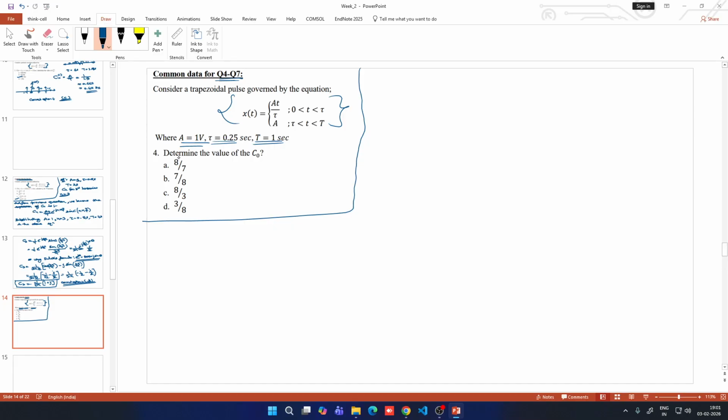So in question number 4 we have to determine the value of C naught. So they are asking what is C naught. So now let's first solve for the given. So this is the solution for question number 4.